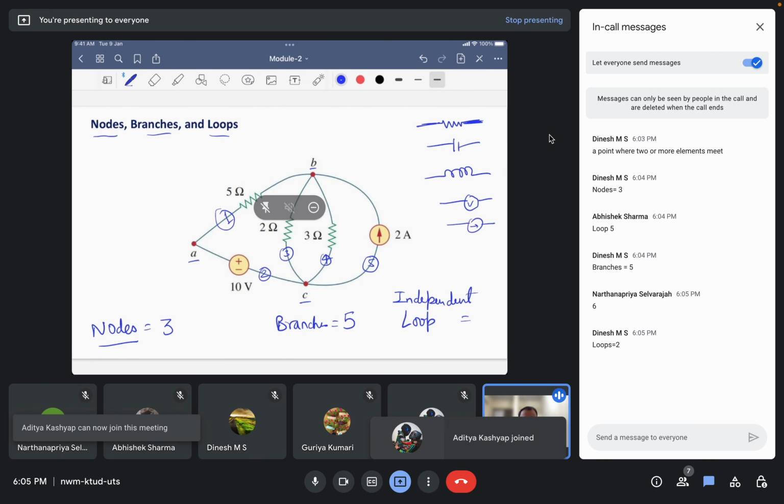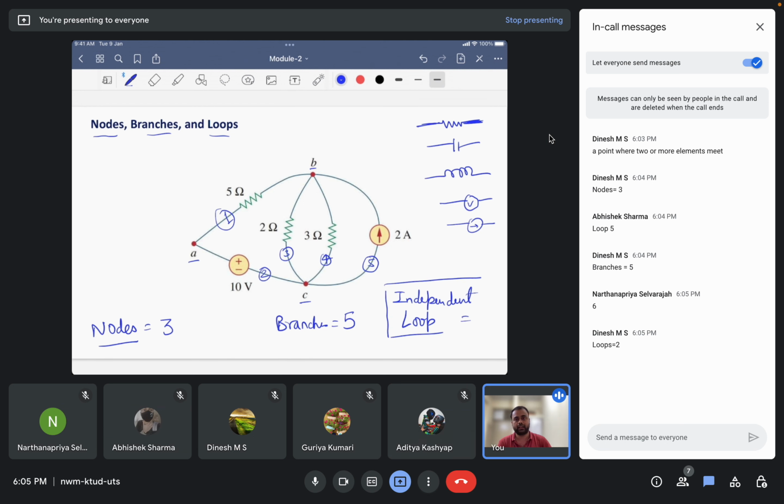Okay, and the number of independent loops. By independent loop, we mean that no path of the loop should be repeated in the next loop. So for example, we can consider here the loop A, B and C. This can be termed as one loop. Here no path is intersecting with any other loop, and similarly we can call this another loop. Again, this can be termed as another loop. So loops are 1, 2 and 3. So there are a total of 3 independent loops.